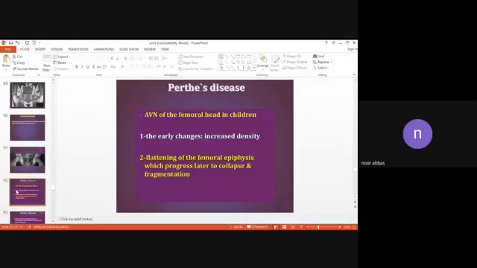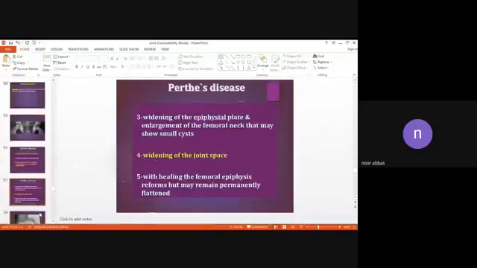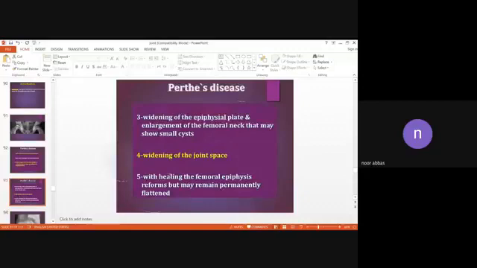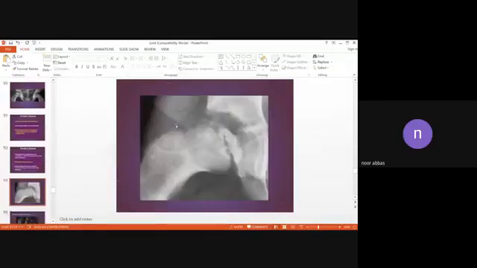Perthes disease is avascular necrosis of the femoral head in children. The early change is increased density, followed by flattening of the epiphyses, which progresses later to collapse and fragmentation, with resultant widening of the joint space. This is widening of the joint space in comparison to the other side, and widening of the growth plate due to collapse of bone. With healing, the femur will reform and it will appear grossly flattened.